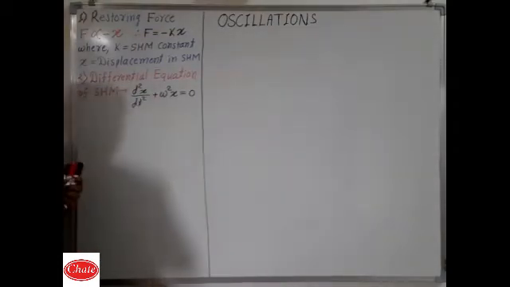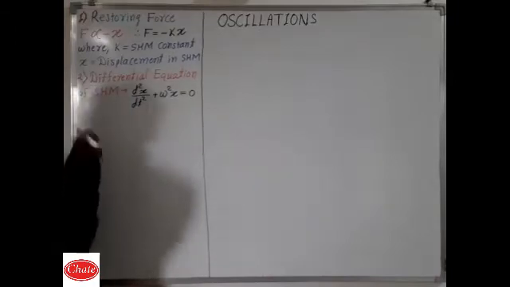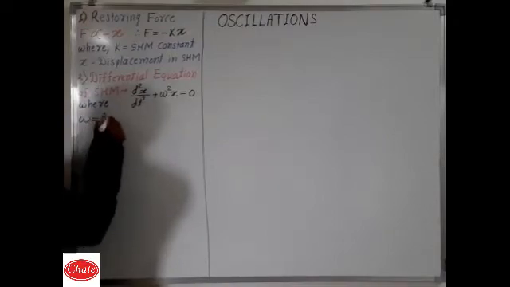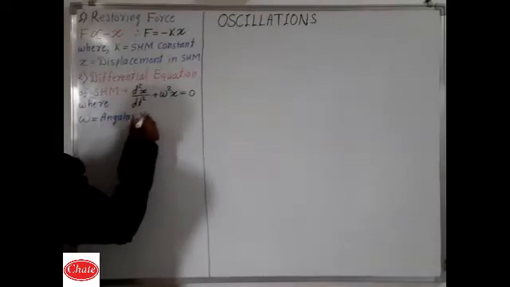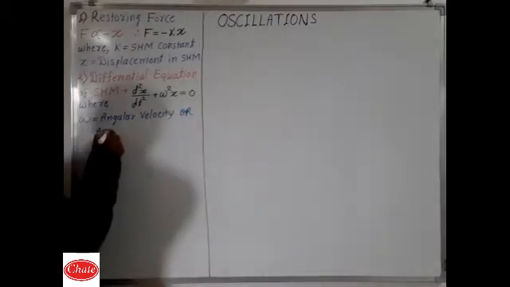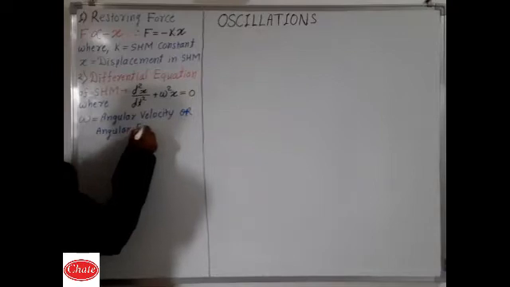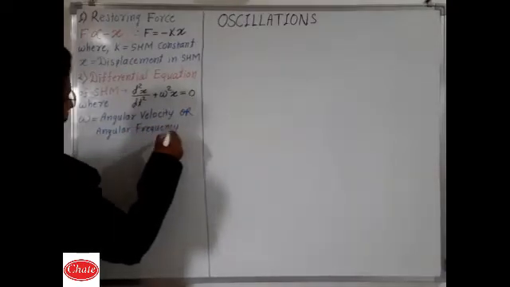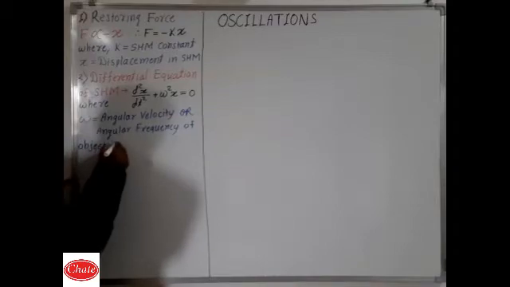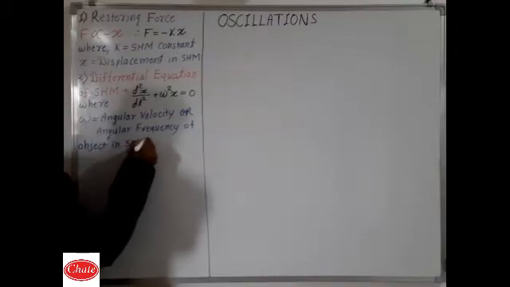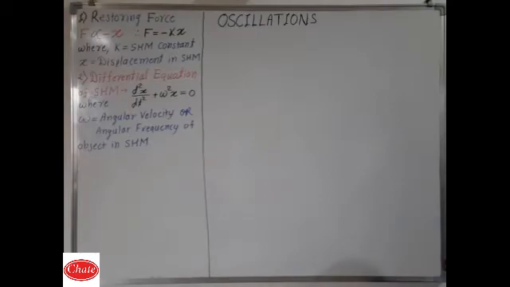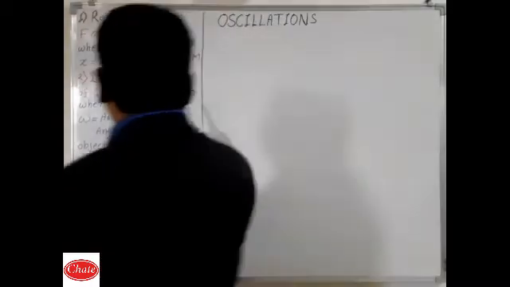Understand? A differential equation. Now what can you write here? Where, what new term has come? Omega. Omega is what? Angular velocity or angular frequency, the frequency of the object in SHM. That means the angular velocity or angular frequency of the object in SHM. And this is the differential equation.